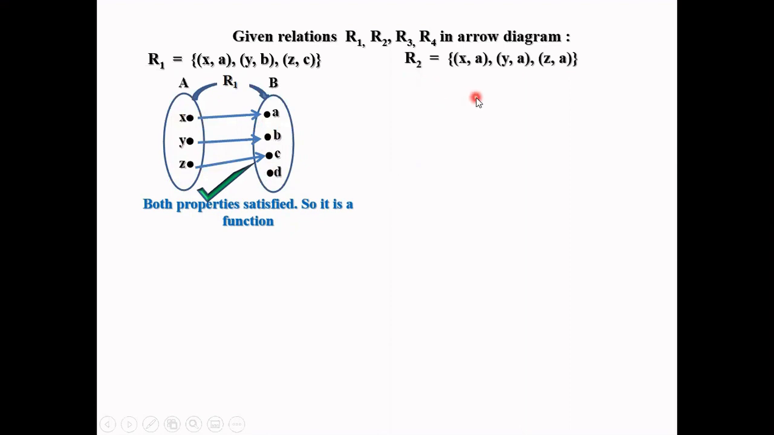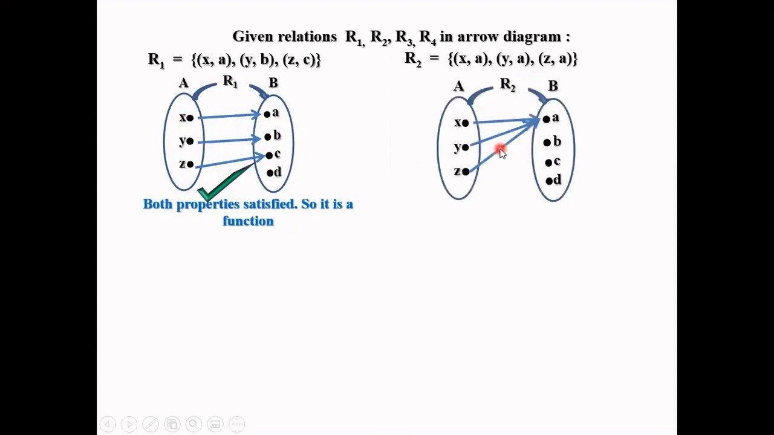Another relation R2, the ordered pairs are (x, a), (y, a), (z, a). The arrow diagram is here. Here also, each element of set A is associated with an element of set B. There is no leftover element in set A which is not associated to an element of set B. So the first property is satisfied. Also, there exists no element in set A which is associated to more than one element in set B. Here also both properties are satisfied, so it is a function.